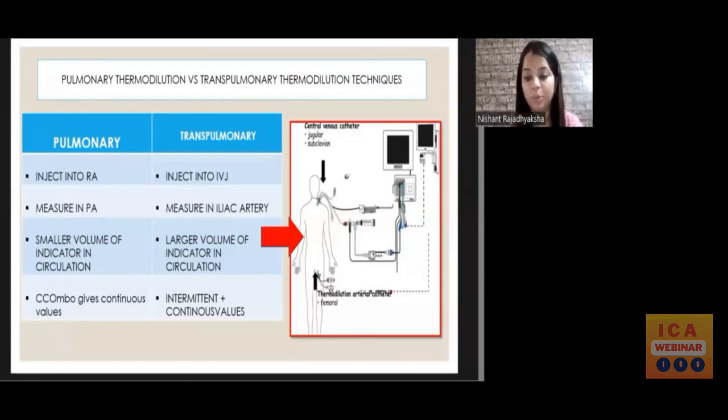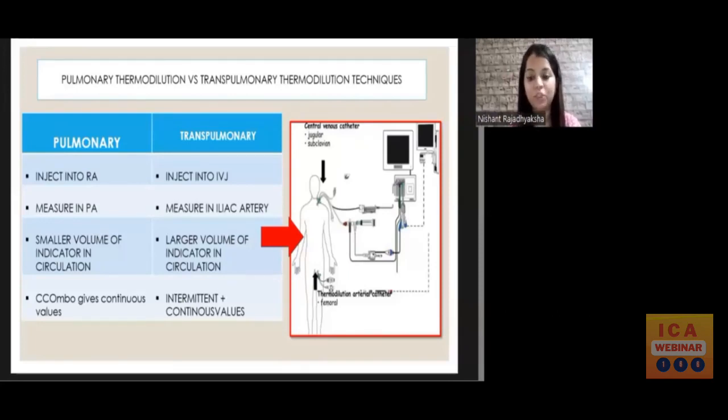The volume of distribution of indicator is much larger in transpulmonary thermodilution technique. So larger the volume of distribution, larger will be the temperature loss, more chances of error. The classic transpulmonary thermodilution technique gives us intermittent cardiac output. However, both pulmonary artery catheter and transpulmonary platforms have an option of giving continuous variables. These variables are based on pulse contour analysis.